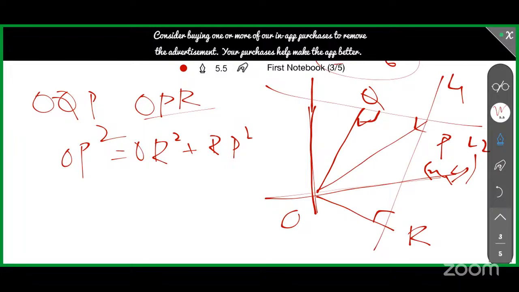Under root OR square plus RP square. OP will be x square plus y square. Why is it x square plus y square? When you find the distance between the origin and the point, it will be the root of x square plus y square. We're taking OP square, therefore root and square will get cancelled. Yes, sir. What is my value of OR?